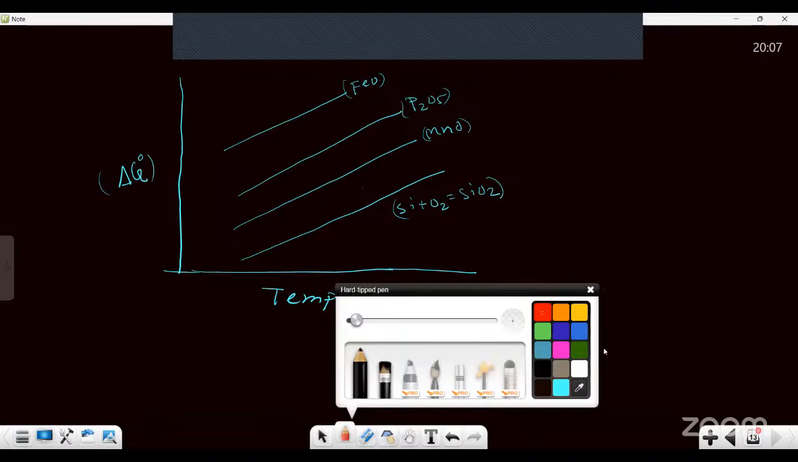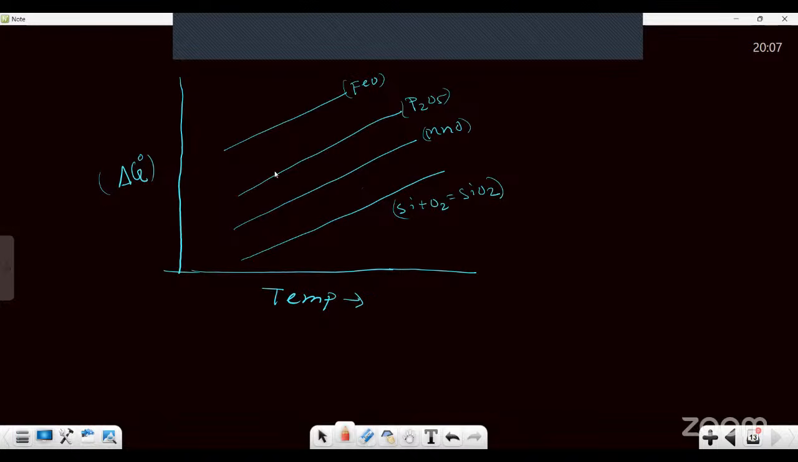All the metal oxide lines have slopes in the upward direction, so these are positive slopes. But there is one line which has a negative slope, which is this red line that I have drawn. What is this red line? This is basically carbon plus O2 giving 2 CO. So this is the CO line.